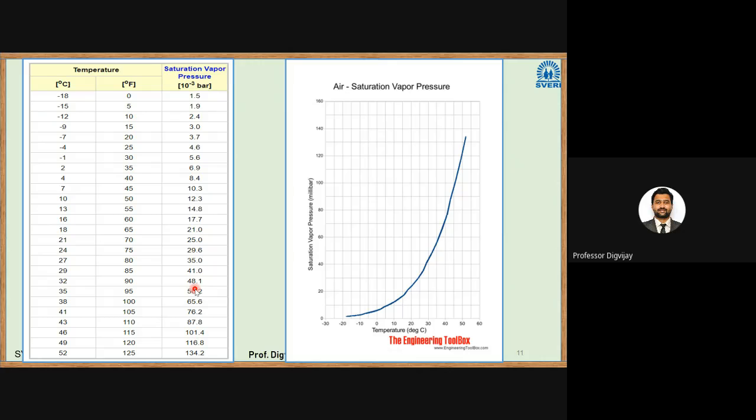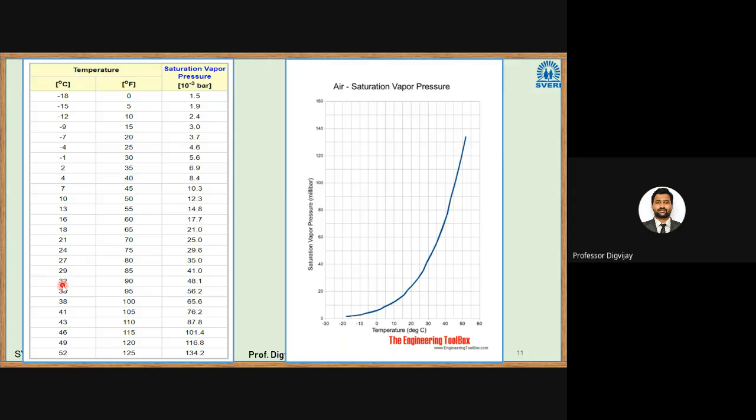Now how to calculate the relative humidity? You have to take the ratio of 25 divided by 48. Okay, so if you take the ratio of 25 divided by 48, what value will you get? That will be your relative humidity. Okay, understood? Or I will repeat again.